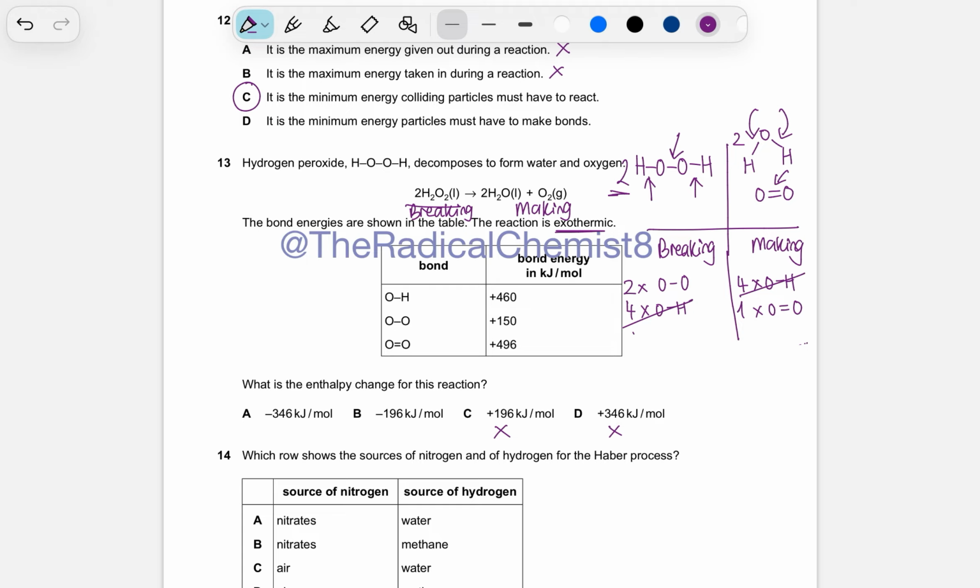So you've got then 2 times O–O single bond, so 2 times 150, which is 300, and 1 times O=O double bond, so that's 1 times 496, and this gives you 496 then. So to calculate enthalpy change, it's always bond breaking, take away bond making. So this is 300, take away 496, which gives you minus 196 kilojoules per mole. So your answer's B.